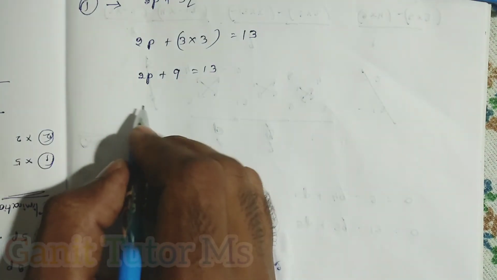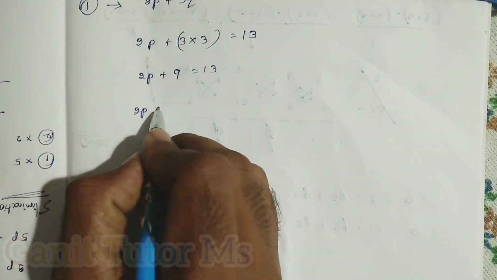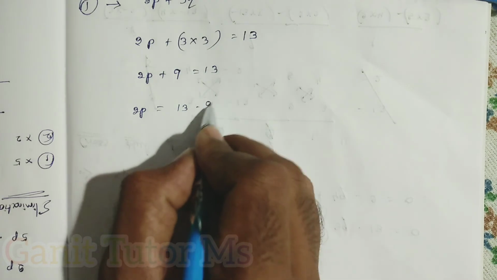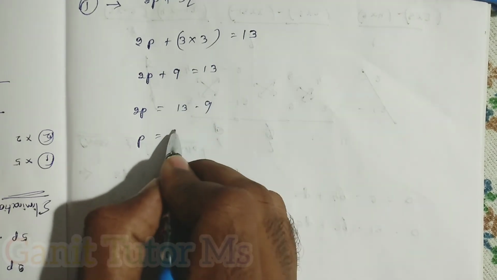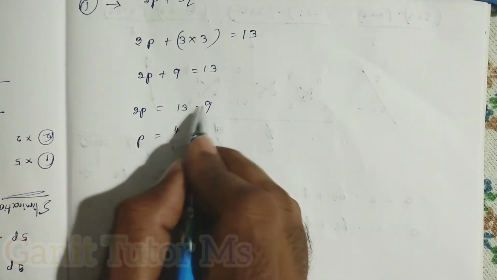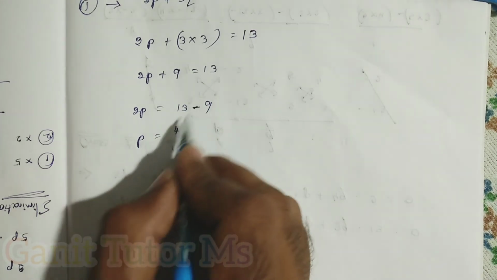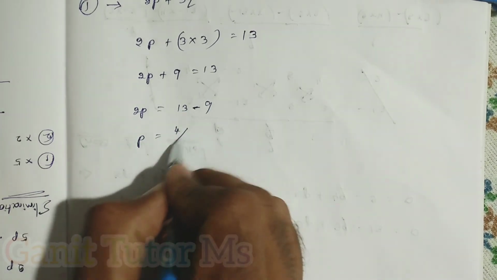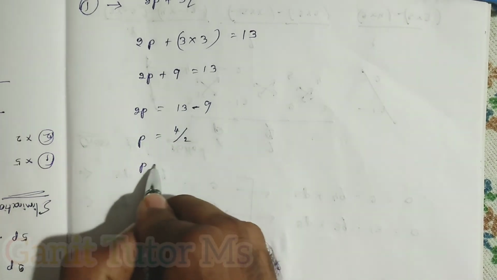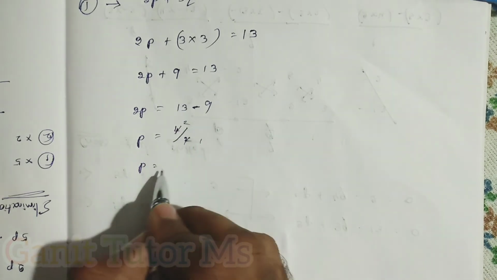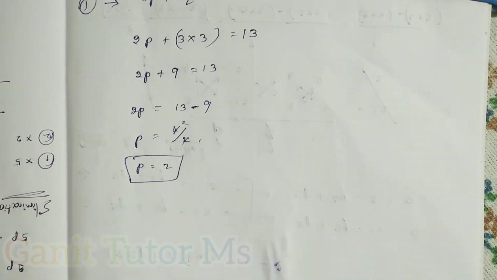Next step, what can you do? 2p equal to 13 minus 9. Then 2p equal to 4. When the signs are different, we subtract, so that is 4. The 2 will come to this side and become divided by 2. So p equal to 1 2 is 2, 2 2s are 4. So p equal to 2. So now we have found the p and q values.